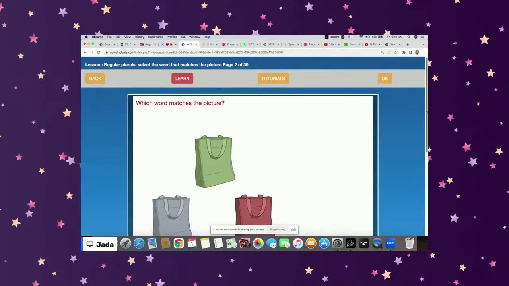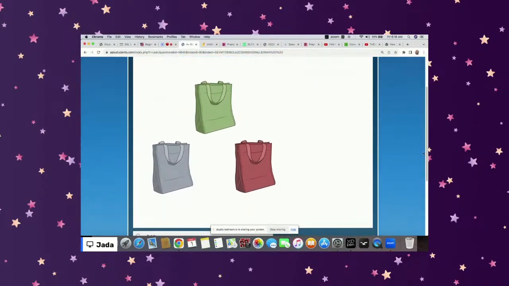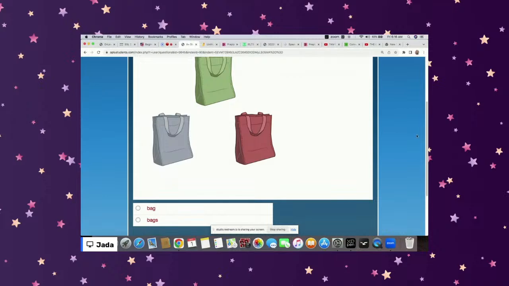So we have this one, bags. How many do we have? We have three bags, right? So is it going to be bag or bags? When you have three, is it going to be bag or bags? Bags. Okay. So it is bags.